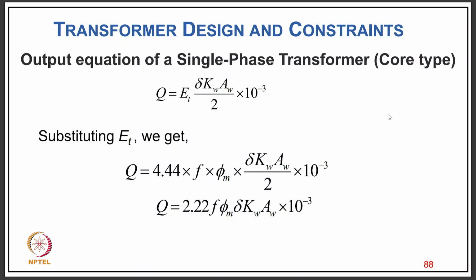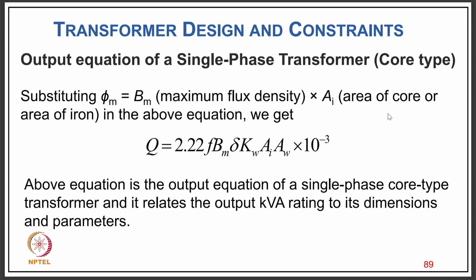And now substituting ET, what is ET? A voltage induced in a single turn. It will be Q equal to 4.44 F into phi m into delta KW AW by 2 into 10 power minus 3. Here a factor of 2 is cancelled out, so Q equals 2.22 F phi m delta KW AW into 10 power minus 3. Now putting the value of phi m equal to Bm into Ai, that is the maximum flux density and the area of the core, we call it Q equal to 2.22 into F into Bm into delta into KW Ai into AW into 10 power minus 3.